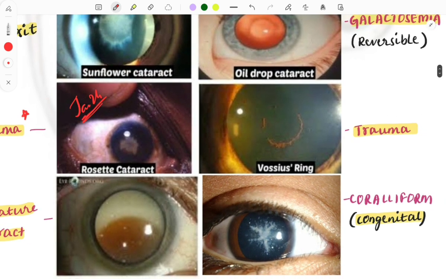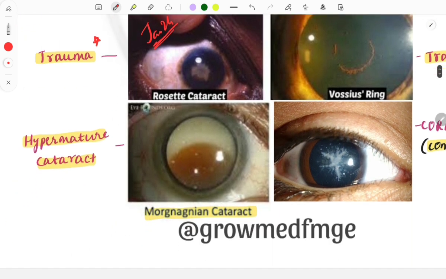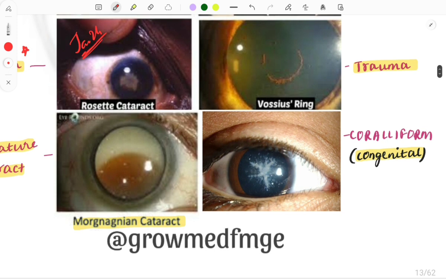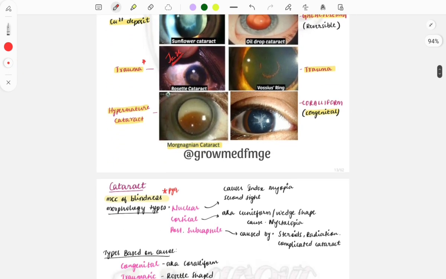Then Vossius ring. It is also due to bleeding. It's not a cataract; it's bleeding, and due to the bleeding a ring will be formed, and that one is also due to trauma. Then this is the Morgagni cataract, also called the hypermature cataract, and this one is the coralliform, which is the congenital form. Okay, so these were the images.